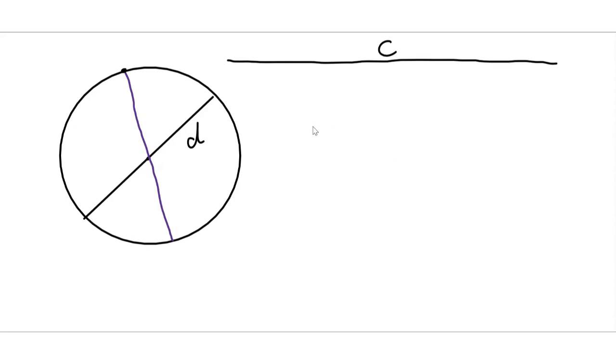And then this special number pi is equal to the circumference of any circle divided by the diameter of the same circle. And it's a very special property of circles that all circles, when you take the circumference and you divide it by the diameter, you get the same number, and that's this special number pi.